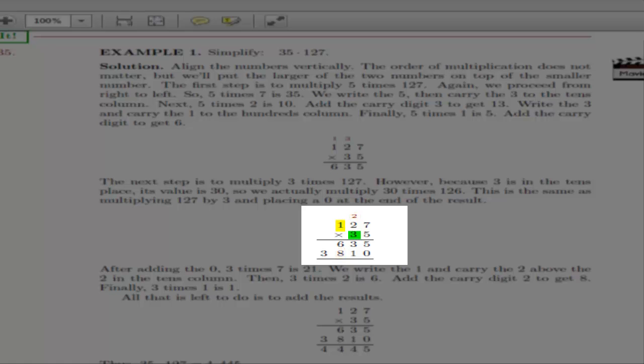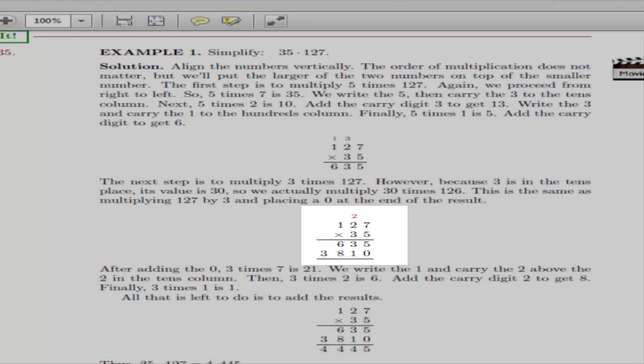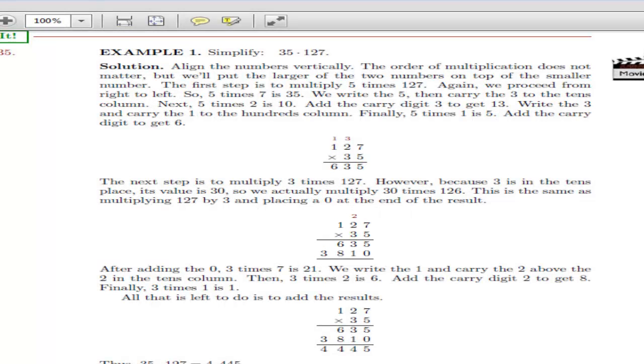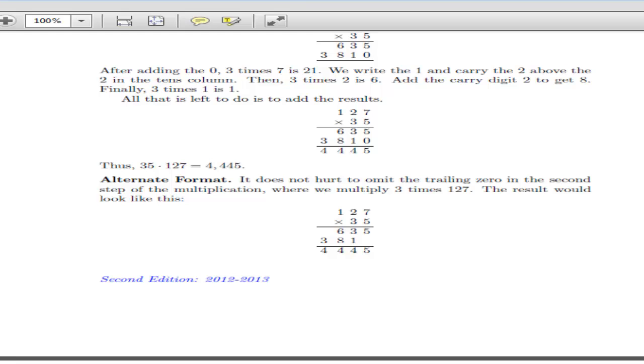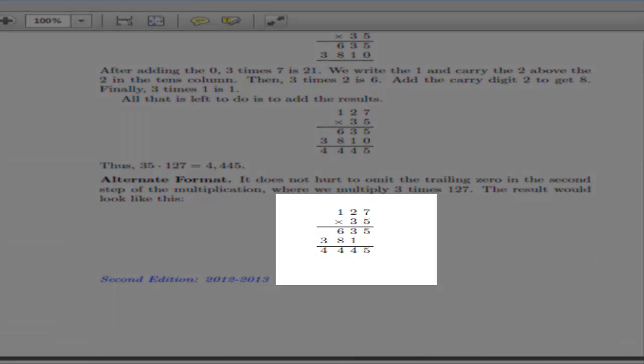Finally, 3 times 1 is 1. All that is left to do is to add the results. Thus, 35 times 127 equals 4,445. Alternate format. It does not hurt to omit the trailing 0 in the second step of the multiplication.